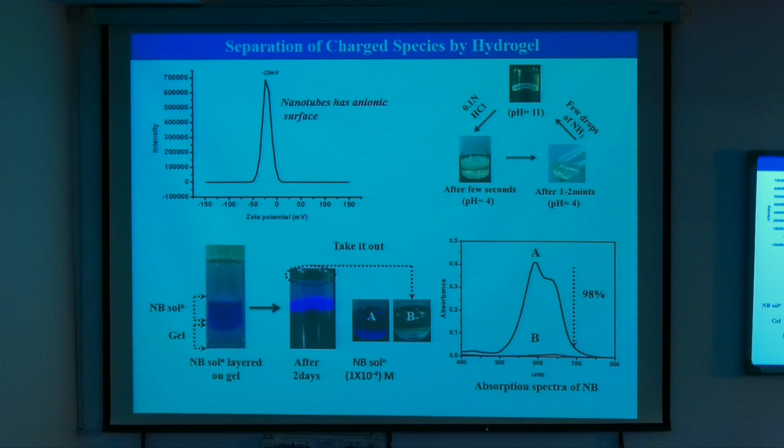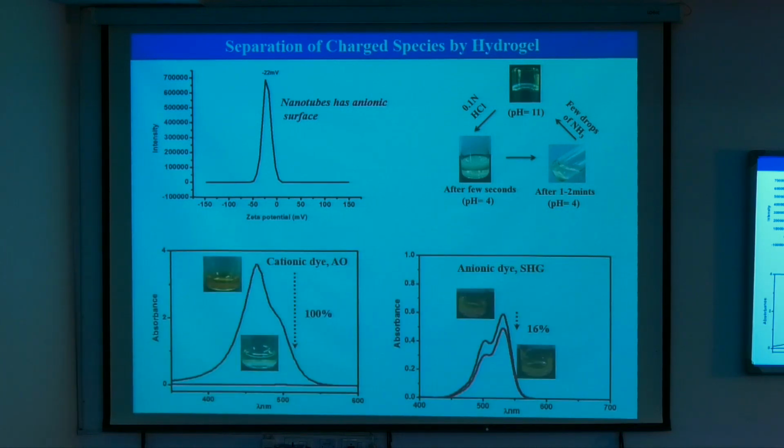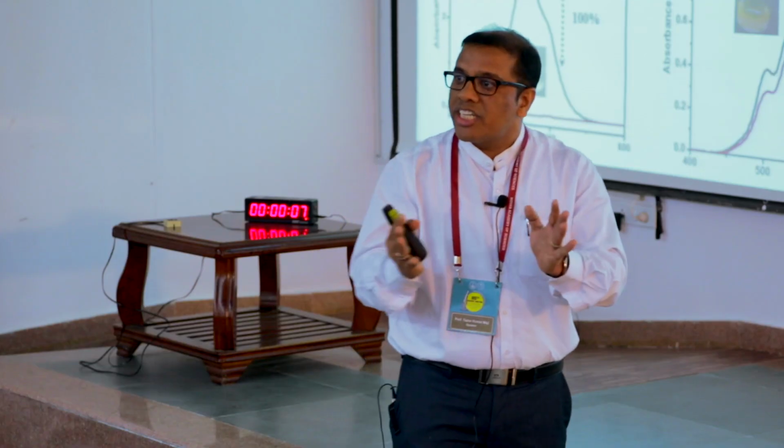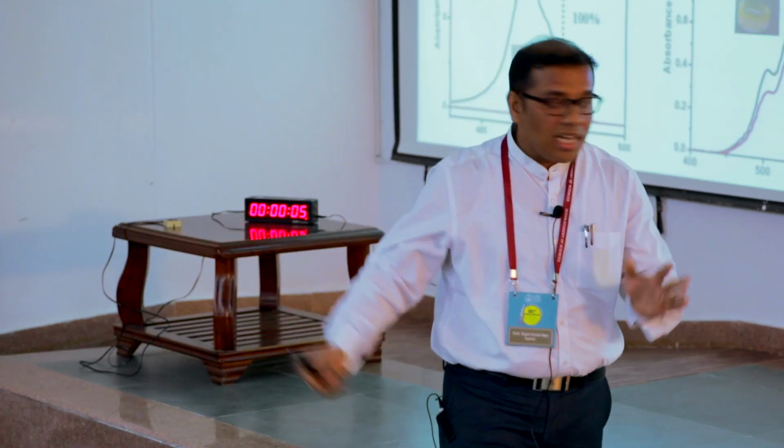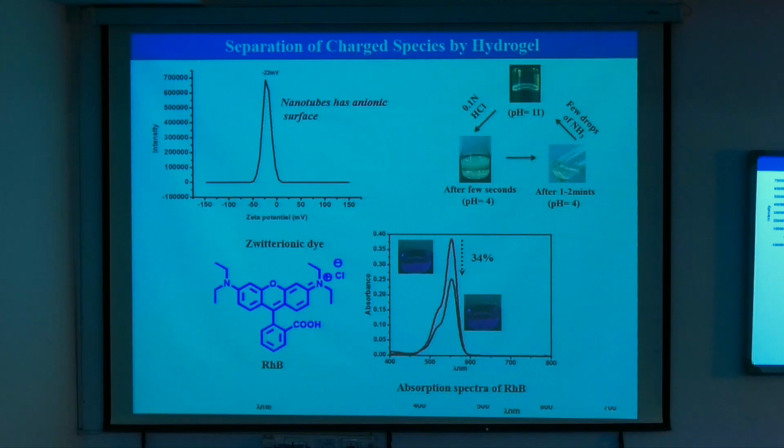But the anionic dye, sulforhodamine G, cannot go in. Because of electrostatic repulsion, it goes out of the system. Then with the zwitterionic dye, because of both charges, only a certain amount goes in.